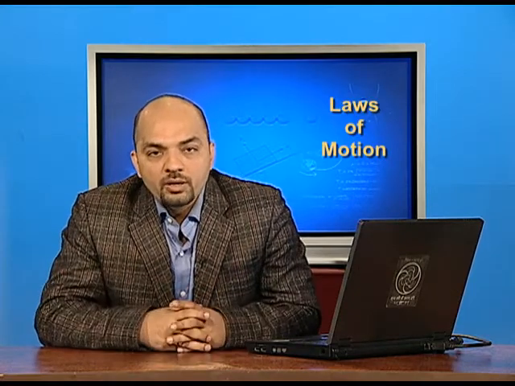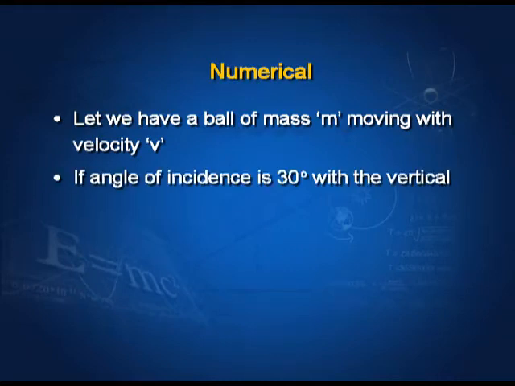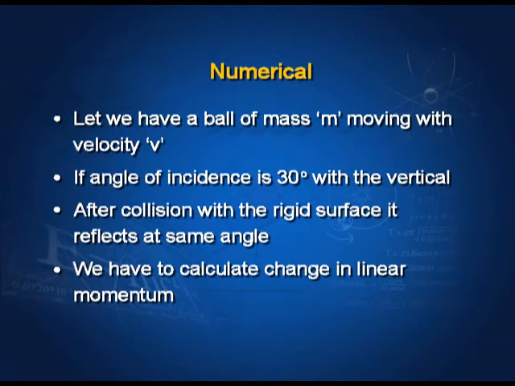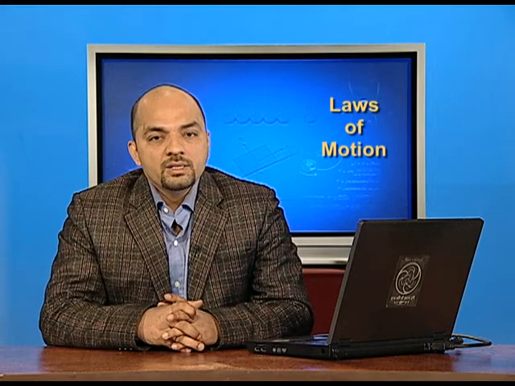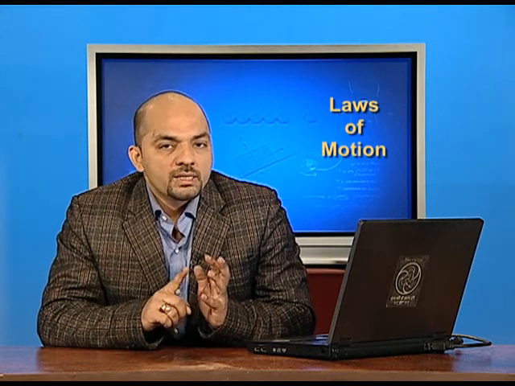Let us do a numerical based on the concept. Let us have a ball of mass m moving with velocity v. If the angle of incidence is 30 degrees with the wall, after collision with the rigid surface, it reflects at the same angle. We have to calculate the change in linear momentum. Let us say mass of the body is m, velocity is v.